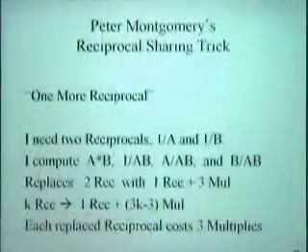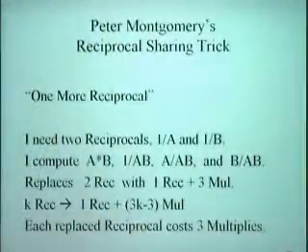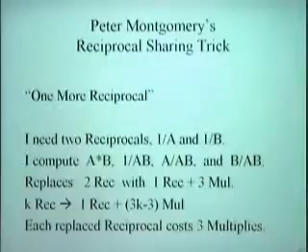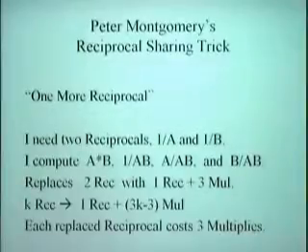Suppose I need 2 reciprocals of A and B. I do the following thing. I compute A times B. I take that reciprocal, and then I can separately multiply that by A and by B to get the 2 I need. Now, what I paid to do this is I've got a multiply here, here, and here. So I've paid three multiplies, and I've gotten rid of 1 reciprocal.